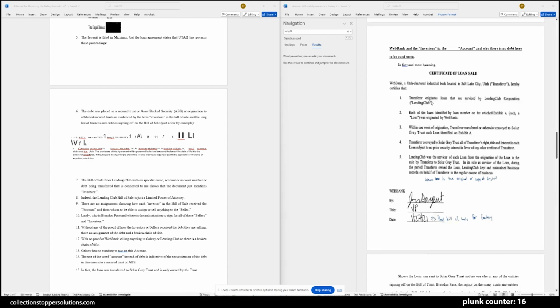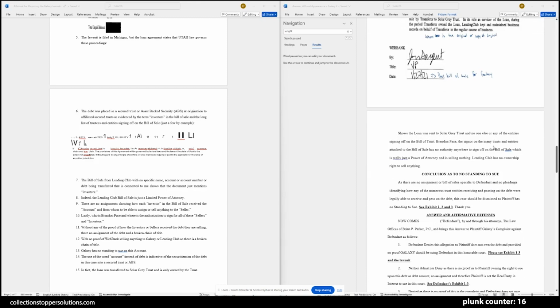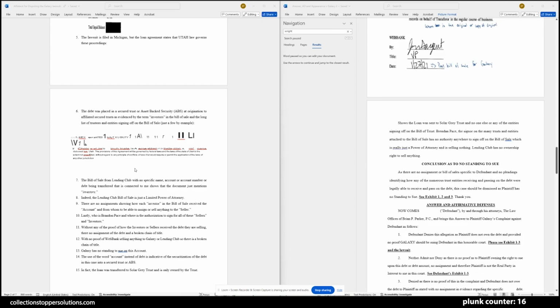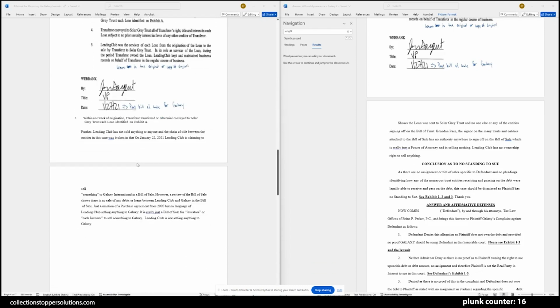In fact, most damning, it shows the loan was sent to Solar Gray Trust and no one else, or any of the entities signing off on the bill of sale. Brendan Pace, the signer on many trusts and entities attached to the bill of sale, has no authority anywhere to sign off on the bill of sale, which is really just a power of attorney and is selling nothing. Lending Club has no ownership right to sell anything. And indeed, that's what we talked about. Lending Club can say anything it wants.